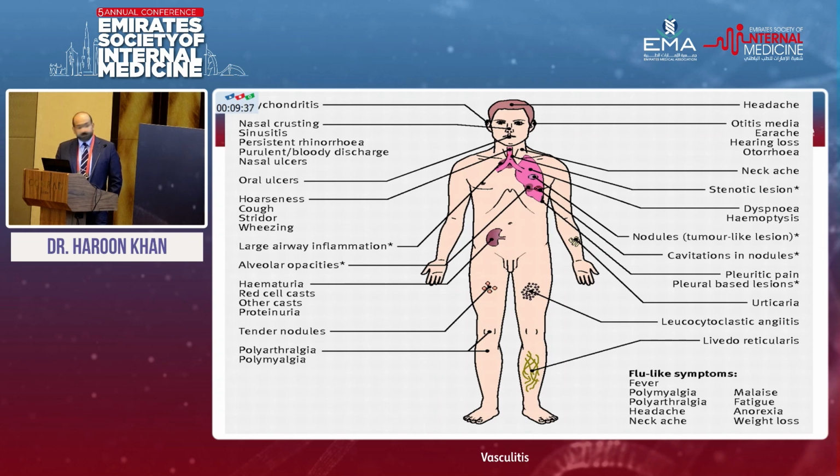Classically, they will have the systemic symptoms as we spoke about: flu-like symptoms, polymyalgia, polyarthralgia, headache, neck ache, weight loss, anorexia, fatigue, malaise. But the problem is this can happen in any unwell adult because of infection, because of other malignancies, or other systemic disorders.